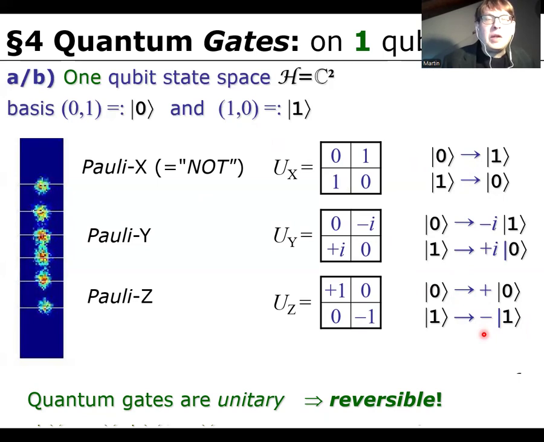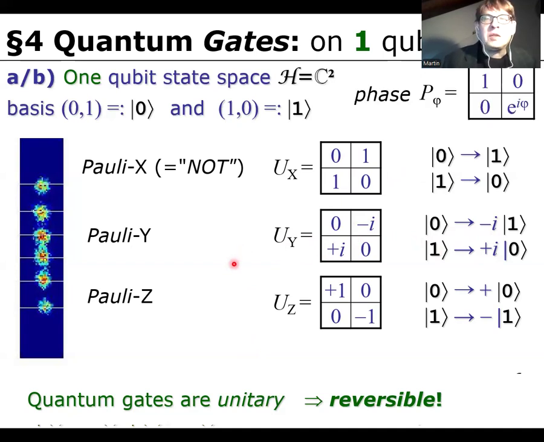Then there's a Pauli Y matrix, which amounts to flipping 0 and 1, like in the NOT gate, but also scaling them with a complex unity minus i or plus i, and it must have opposite signs because remember it must be unitary. So please verify that this is indeed a unitary matrix, simple exercise.